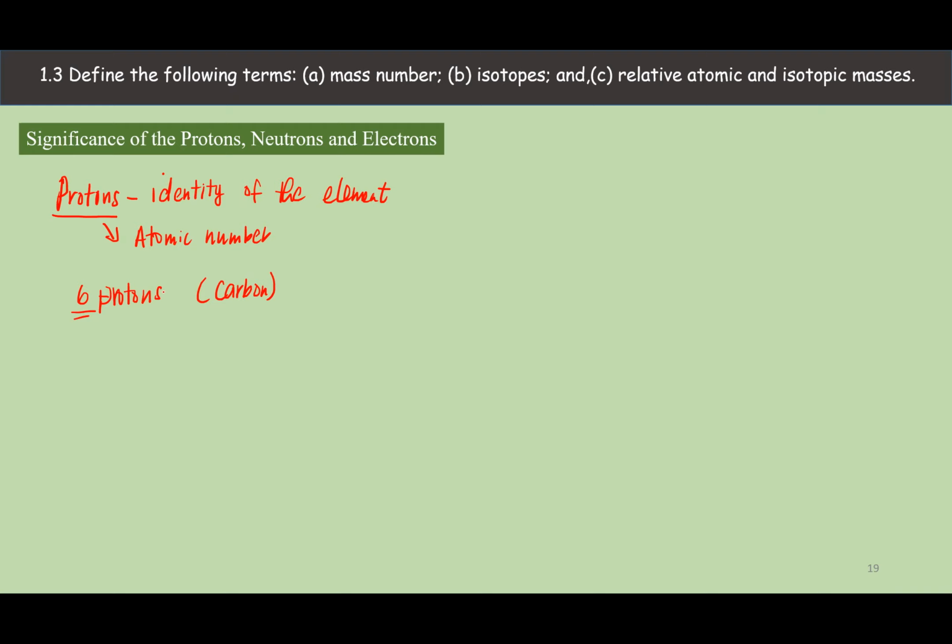7 is the defining number for the element nitrogen. And so therefore, if the proton number changes, then that tells us that the element itself changes. All right, that's for protons.